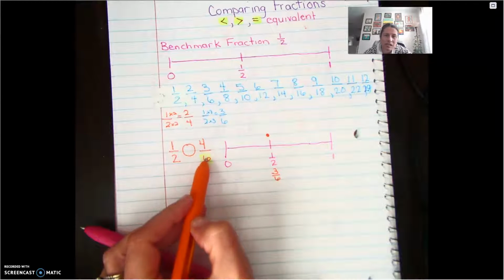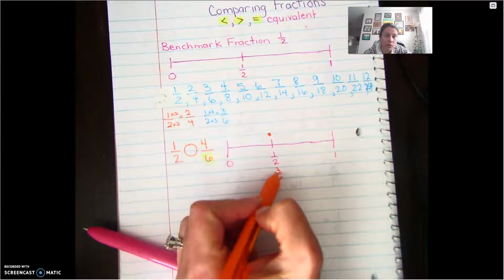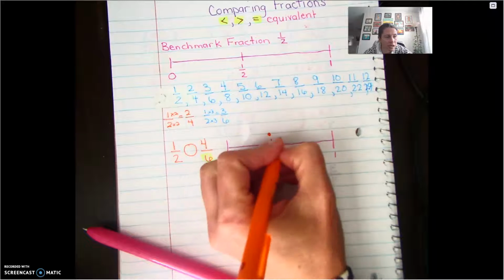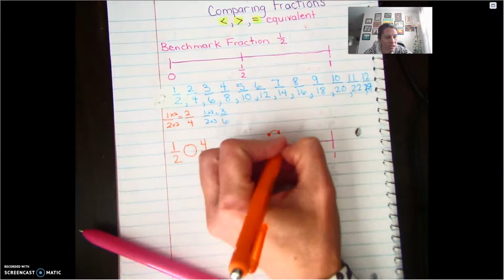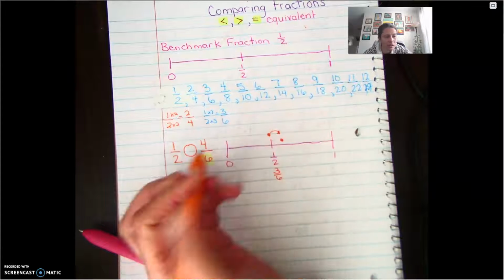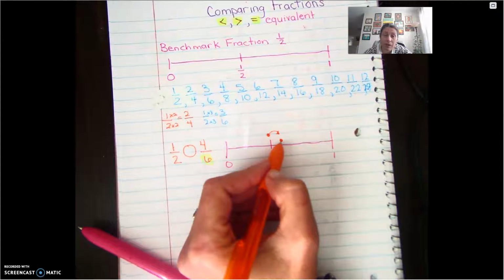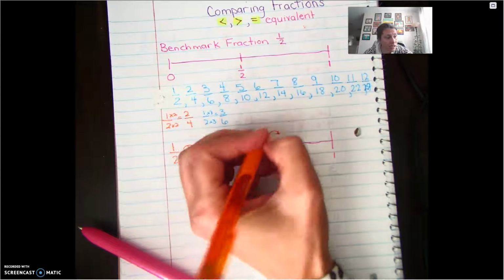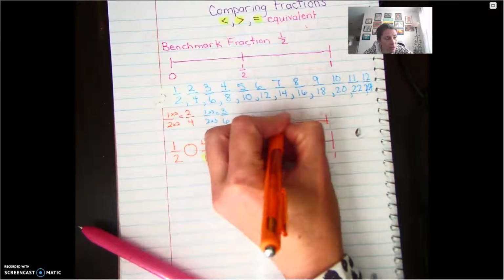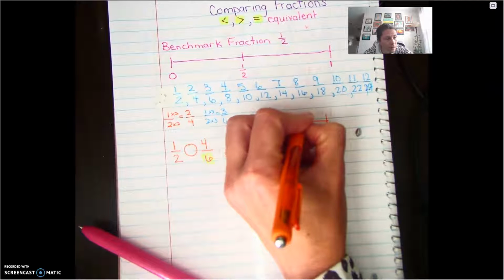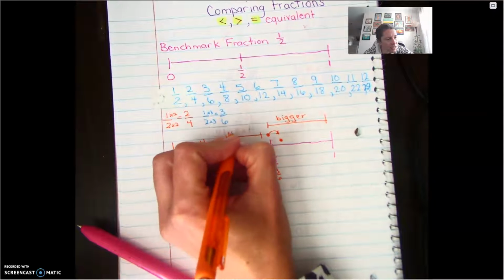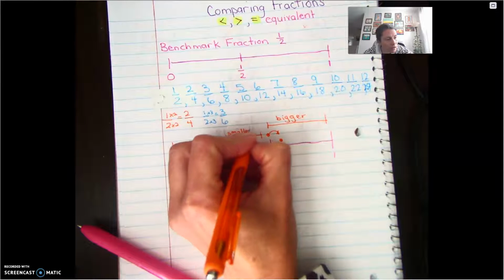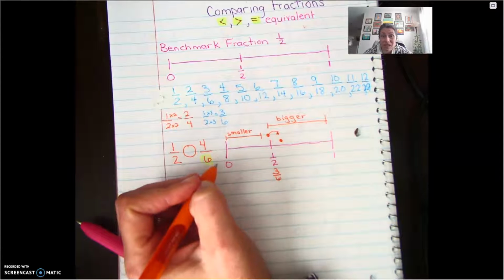Now 4/6, 4 is bigger than 3. So that means that's going to be after. So that means my 4/6 is going to be over here. So if it's over here, is it bigger or smaller? It's going to be bigger. If it's on this side, it's bigger. And if it's on this side, it's smaller. And then they might actually be the same too.